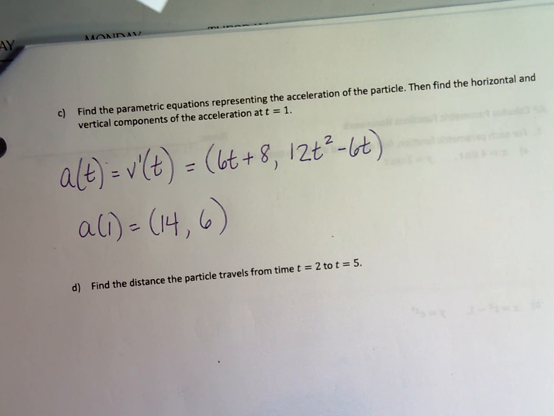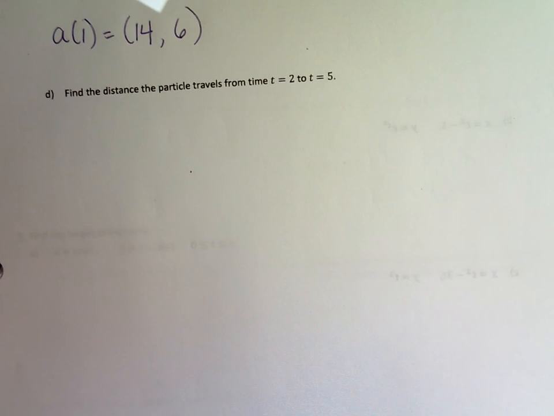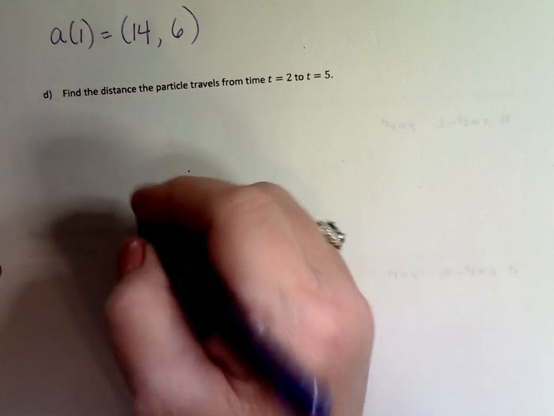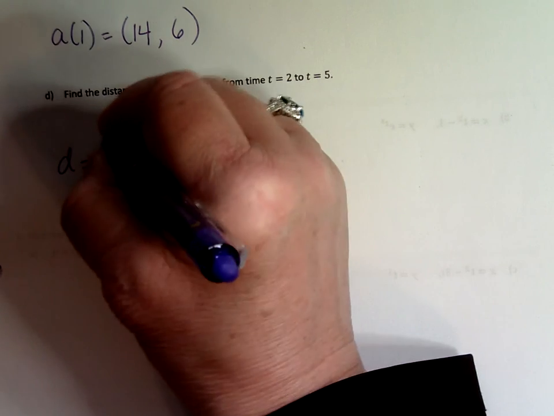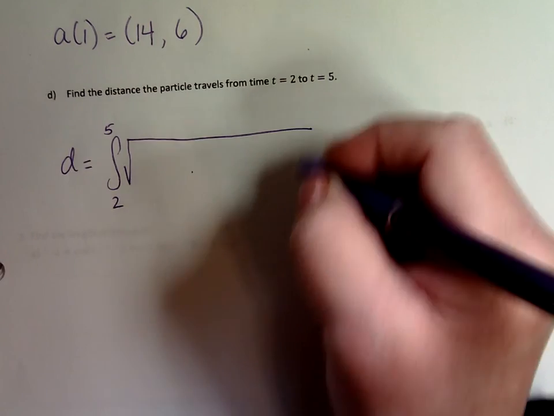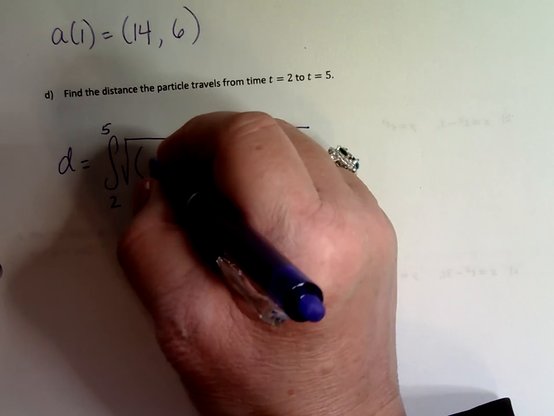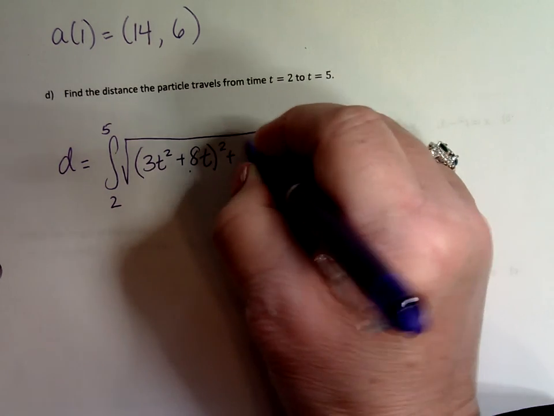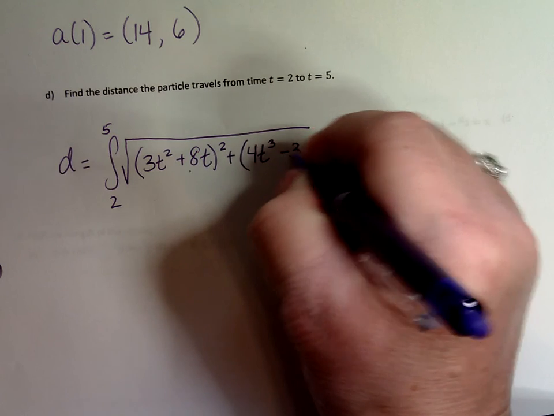All right, last one, and you're saying, thank God this is taking forever. Find the distance the particle travels from 2 to 5. Well, go back to your big old chart there, distance is the integral. Distance is the integral from a to b, in our case 2 to 5, of this big old square root that we did. I'm going back to first derivatives for this, so the quantity 3t squared plus 8t, squared, plus 4t cubed minus 3t squared, squared, with respect to t.